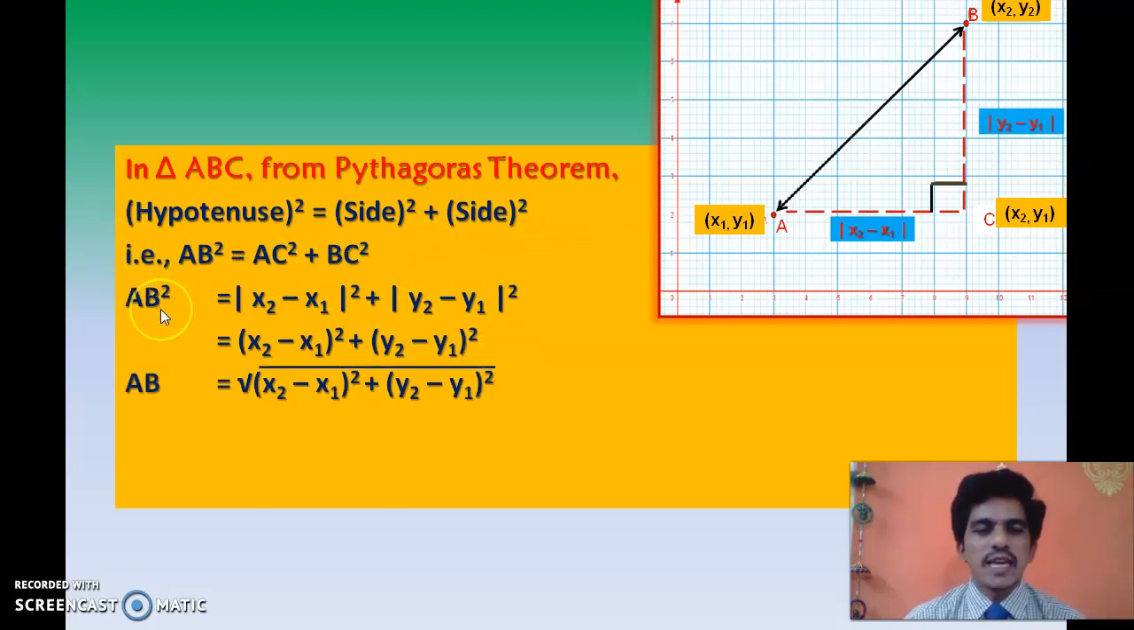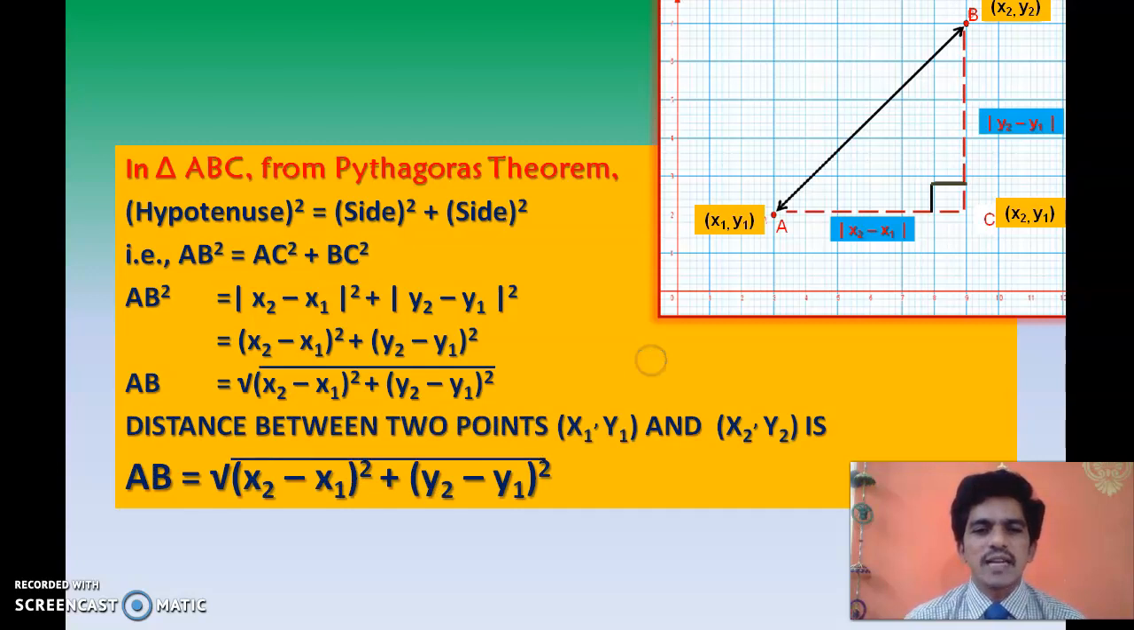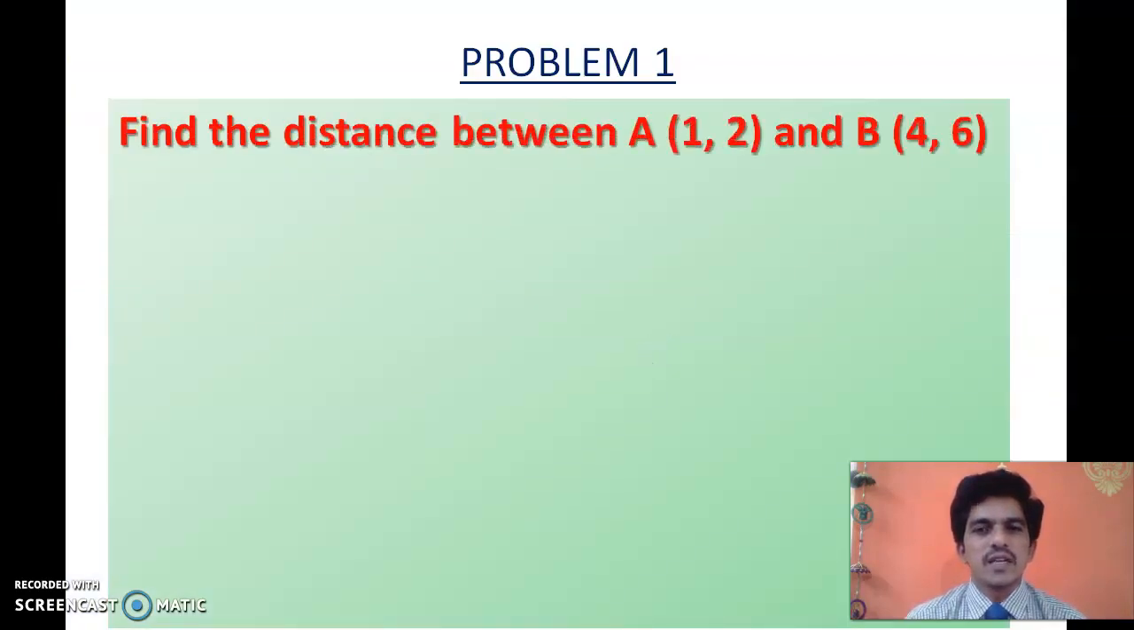Now we want only AB. It has a square, so when you transpose the square, you will get the square root of x2 minus x1 whole square plus y2 minus y1 whole square. So what you have to do is find the difference of their x coordinates and the difference of their y coordinates, square them, add them and find the square root. So this is the formula to calculate the distance between two points x1, y1 and x2, y2. This is a generalized formula to calculate the distance between any two points in the coordinate plane. You will better understand this when we solve this.